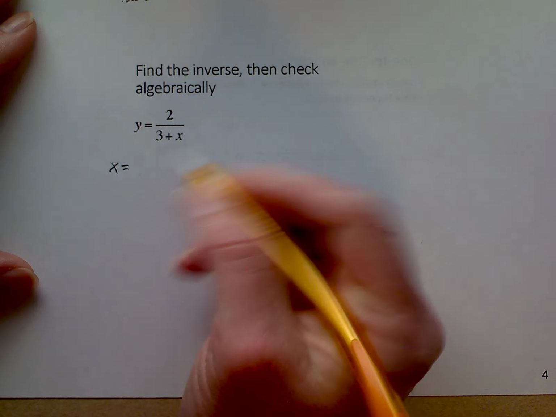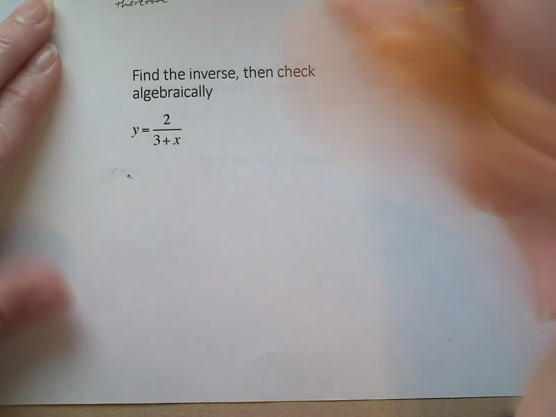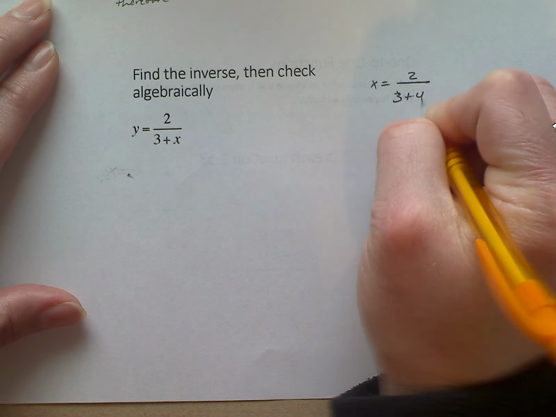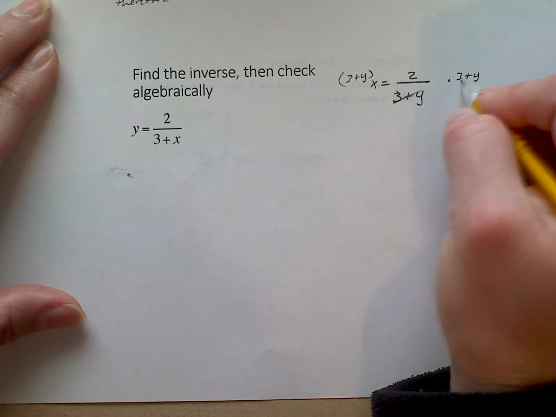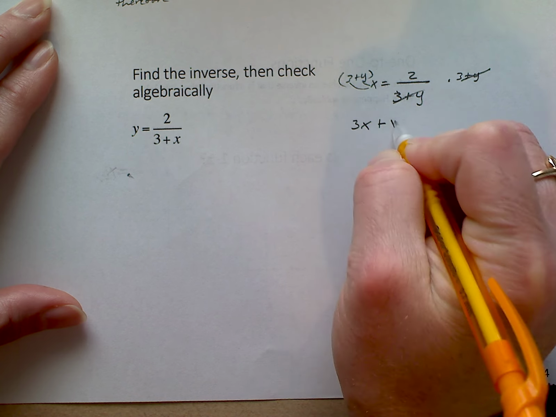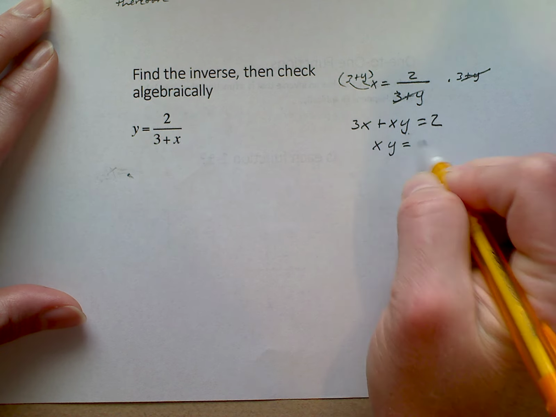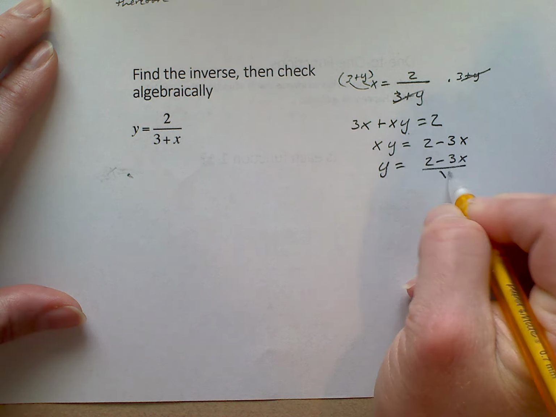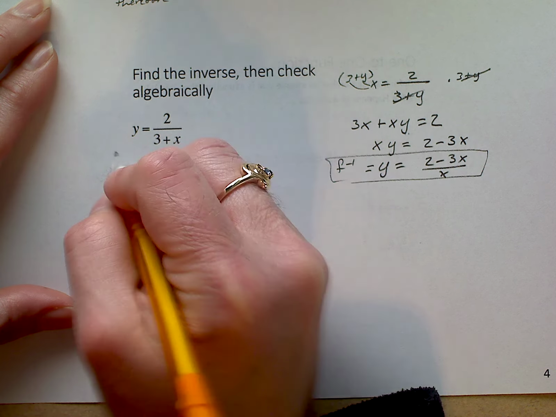Here we go. Actually, I want to have a little space down here for my writing later. I'm going to move up here. So I'm going to make this. We're going to multiply both sides by 3 plus y. That makes that cancel. This gets distributed. So I get 3x plus xy equals 2. We're solving for y. So I'm going to subtract the 3x, and I'm going to divide by the x. This is f inverse. This is f.